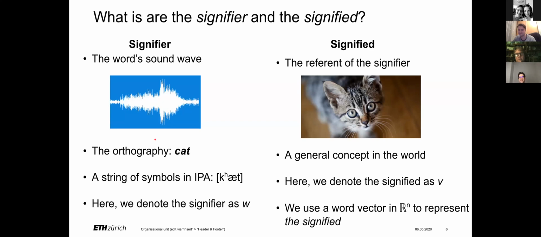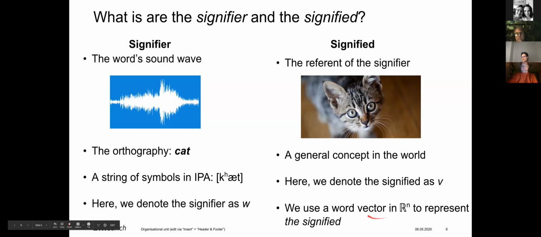But in case you can read IPA, we're going to note the meaning as V for vector, and that's going to be something like R^n, so maybe like a word vector. So the arbitrariness hypothesis is saying that these two things, these two columns, don't have a generic or consistent relation between them. Okay.